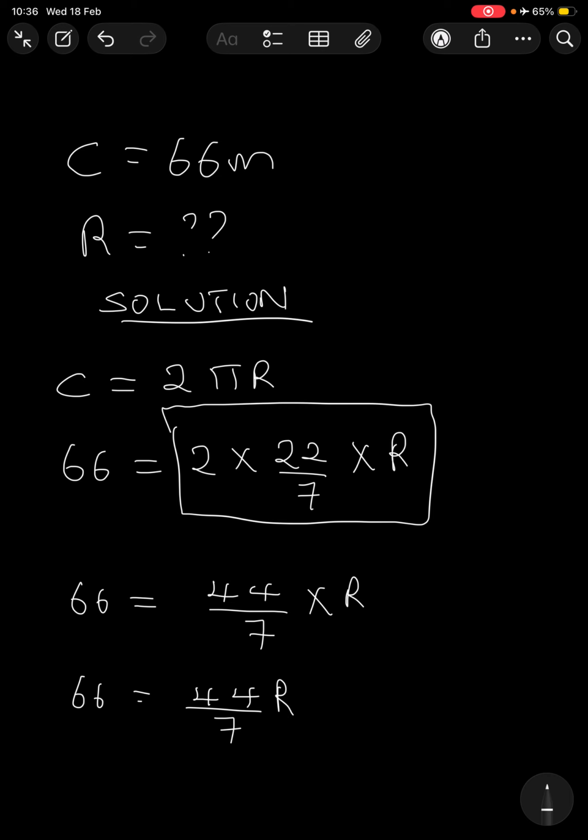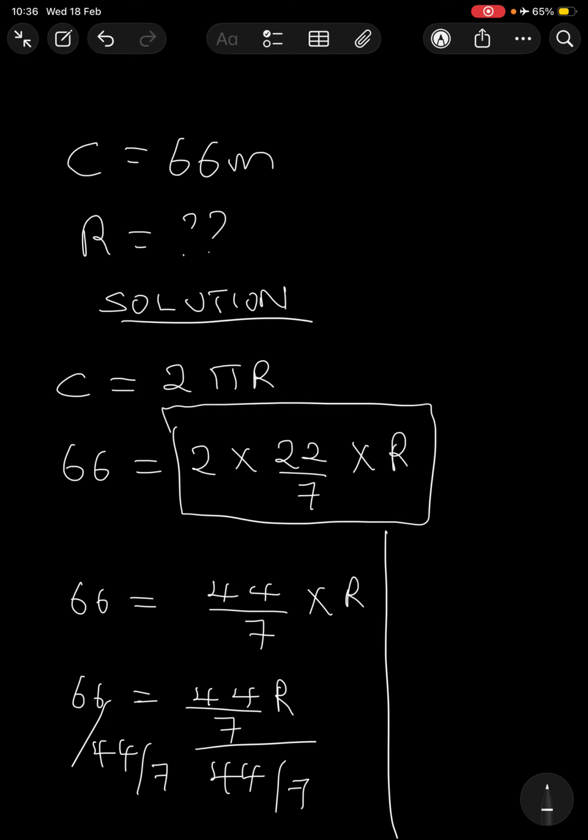So next, when you take 44/7 times r, it is 44/7 r. Can we make r the subject? So you have to divide both sides by 44/7. So use your calculator. 66 divided by 44/7. So I got my radius as 10.5.